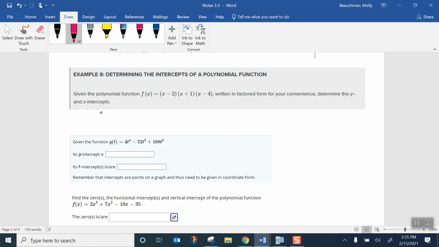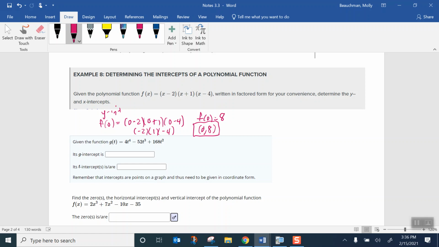So the y-intercept, let x equal 0. So we're going to find f of 0. So we substitute 0 into the function. Don't multiply it out. Use it in factored form. So f of 0, we're going to end up with negative 2 times 1 times negative 4, which is 8. So that tells me that f of 0 is equal to 8. So the coordinate when x is 0, y is 8.